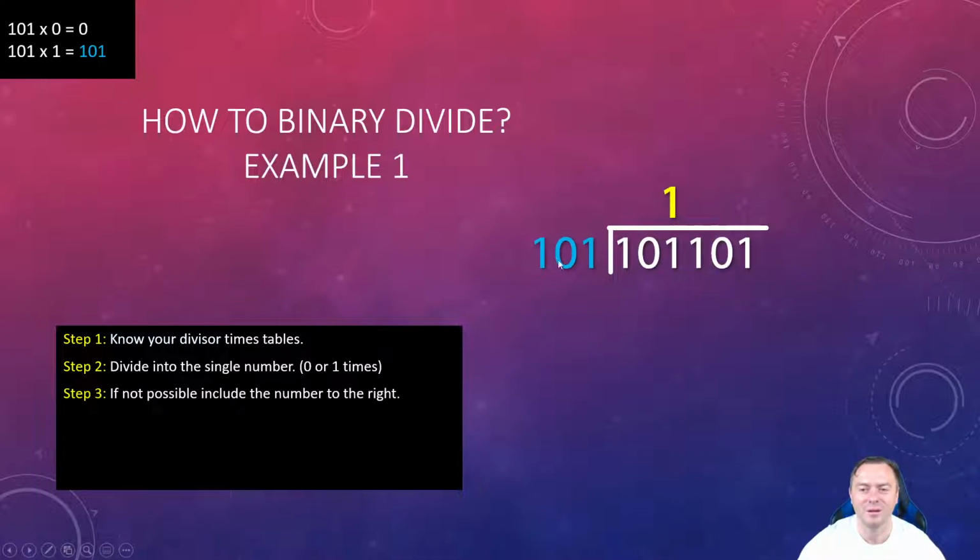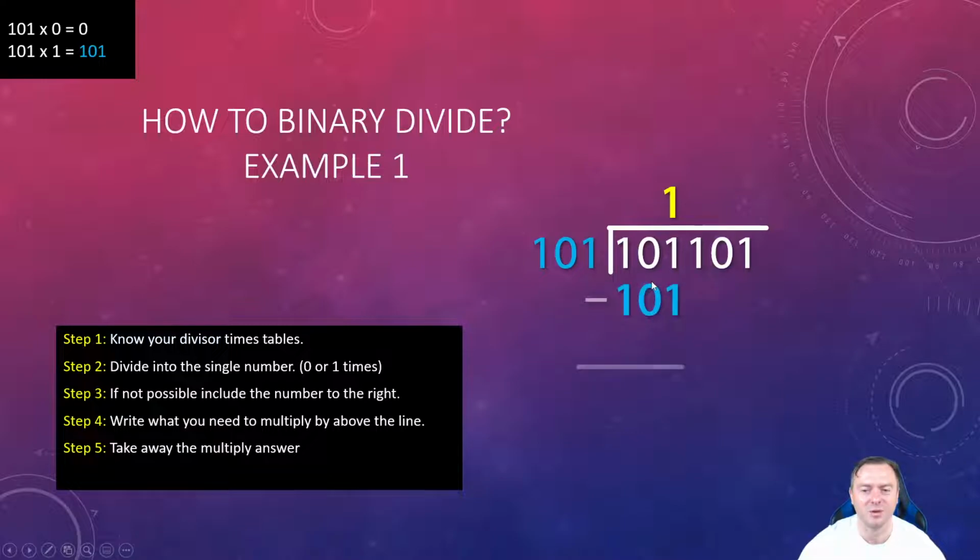We then do 1 times 101 underneath it, and then we just subtract it. Now, we could use 1's complement, 2's complement, all that. I'm happy when you're doing this version of subtraction just to follow the pattern. So 1 take away 1 is 0. And then you could borrow the columns as well if you wish. Right, so then we bring down the 1.